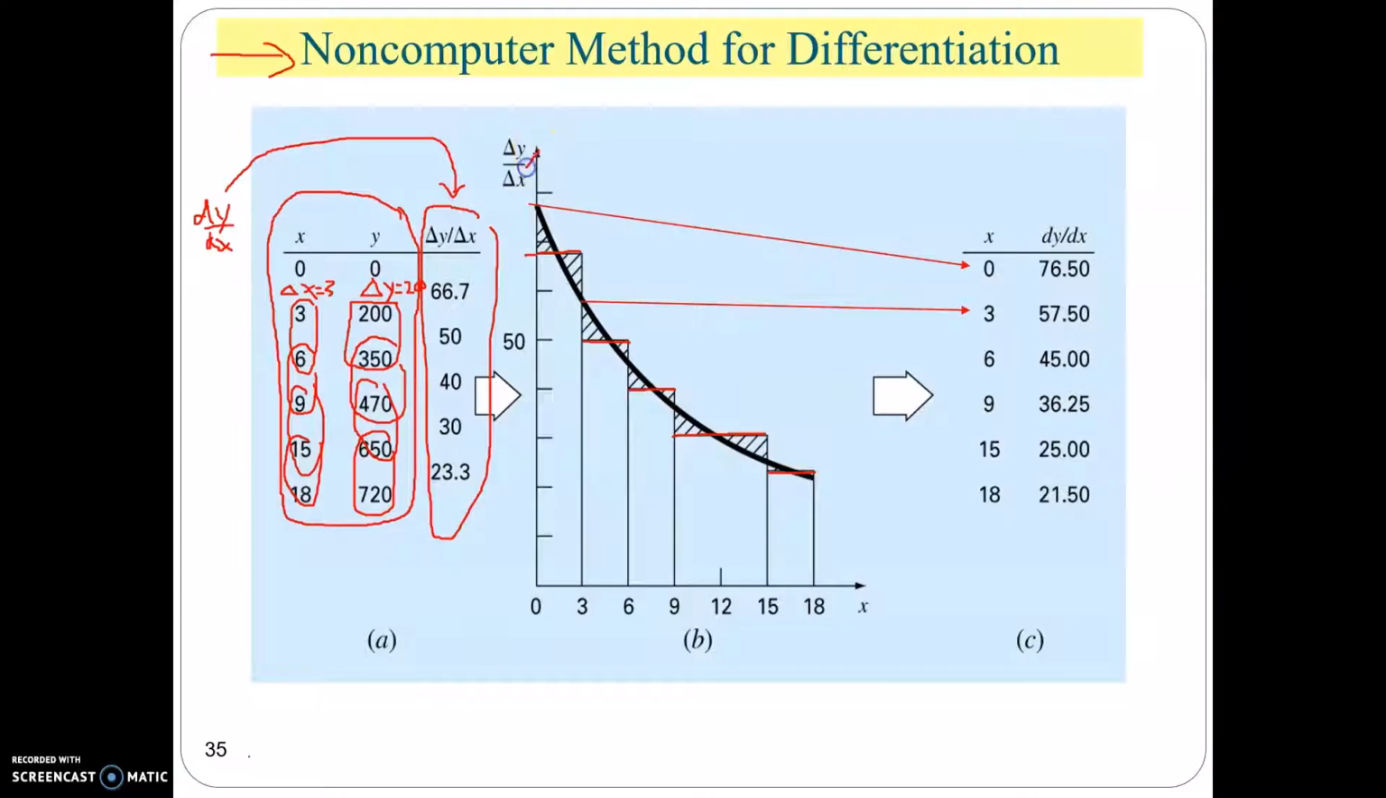Then, plot delta y over delta x versus x here. You can obtain the x value from here, which is from 0 to 18. From 0 to 3, you have 66.7, which is here. 3 to 6, you have 50, which is here. 6 to 9, you have 40. 9 to 15, you have 30. Lastly, 15 to 18, you have 23.3. Then you plot a curve at the middle point of each bar here.